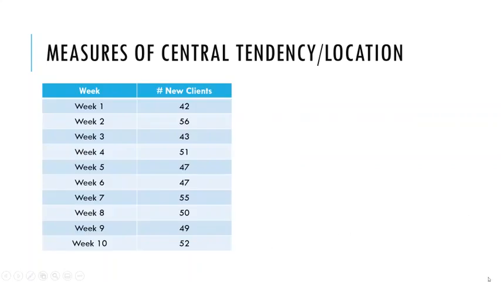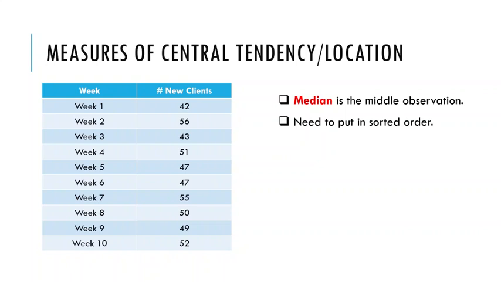So let's look at the same data. 10 weeks, how many new clients did we get in a week? And now we're looking for the median this time. So we're done with mean. We want to now find our median. Now remember, our median is our middle observation. And if I'm looking for our middle observation, then I need to put this data first in sorted order.